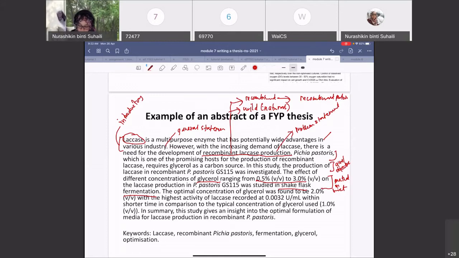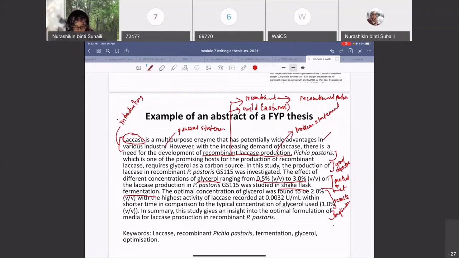So the results come from here. Because this one is a thesis, it has the results: the optimal concentration was found to be so and so. In just one sentence or maybe two. And the last one is the conclusion or the implication. So that's the way you write things briefly for an abstract.